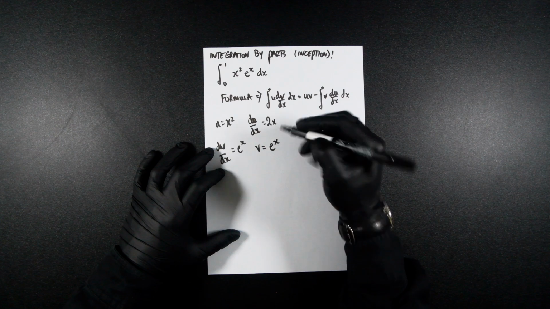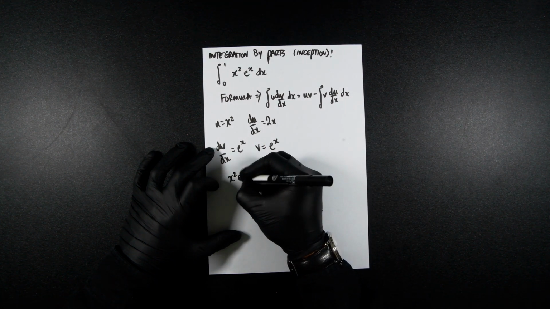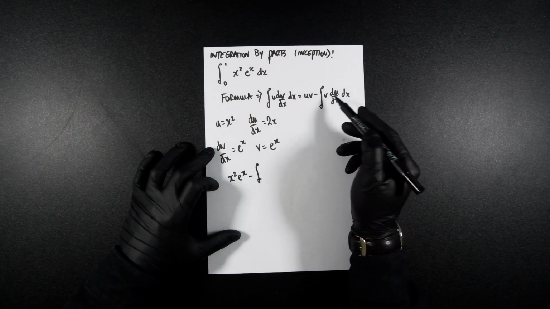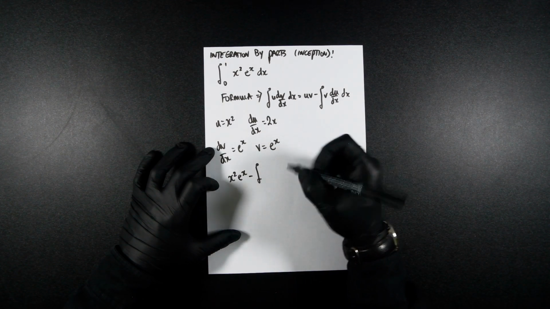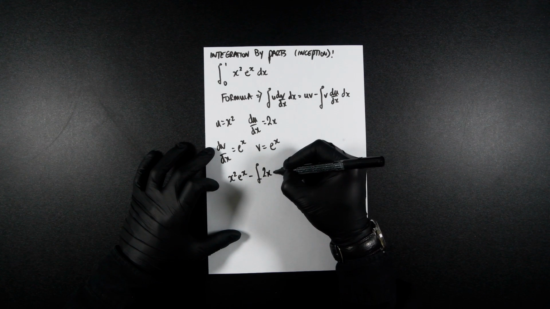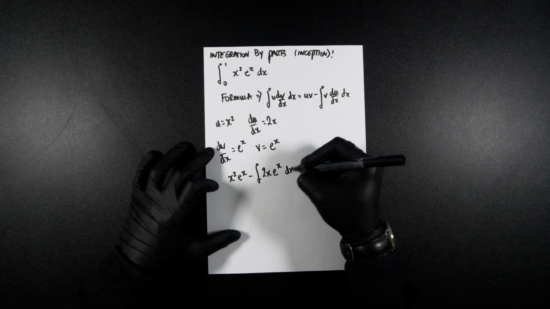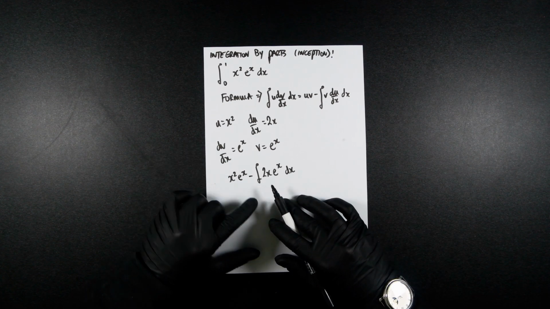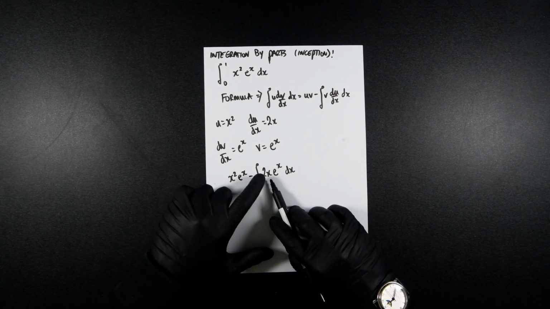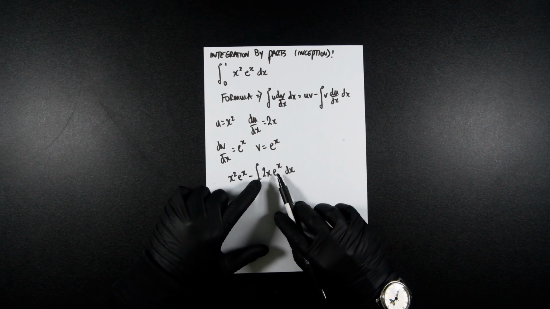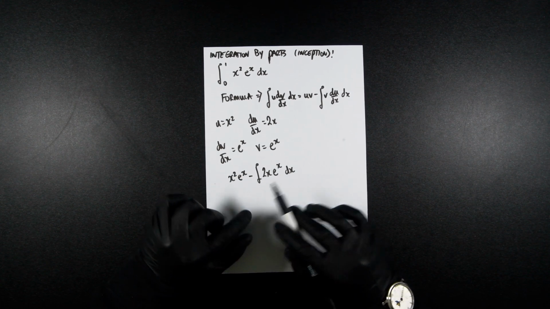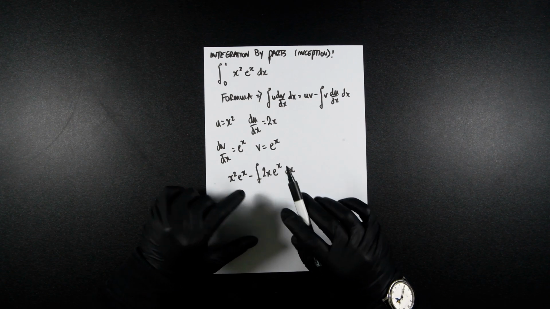So you've got uv, so x squared e to the x, minus the integration of v du/dx. So 2x e to the x dx. We're now in the same situation again. So we've got an integration of 2x e to the x. So you can't just leave it like that. You have to integrate it, but you have to use integration by parts again on this second part.